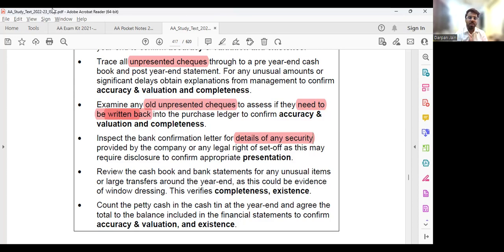So this was about bank and cash. We still have to discuss a lot of items like fixed assets, trade receivables, trade payables, long-term loans. We have to discuss all of them.